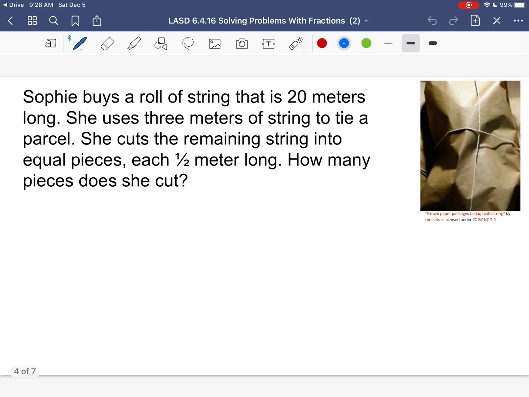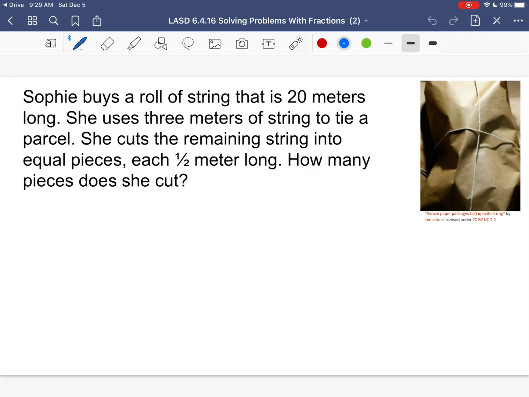So here's our first example. Sophie buys a length of string that's 20 meters long. She uses 3 meters of string to tie a parcel, and then she cuts the remaining string into equal pieces, each half a meter long. How many of these pieces does she cut?